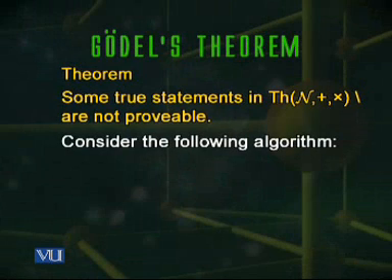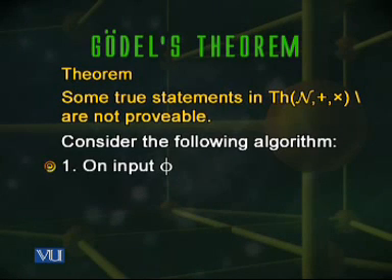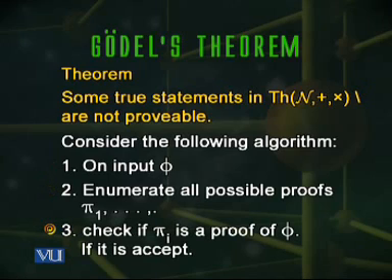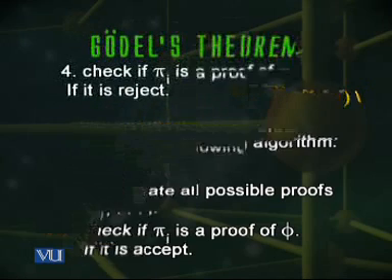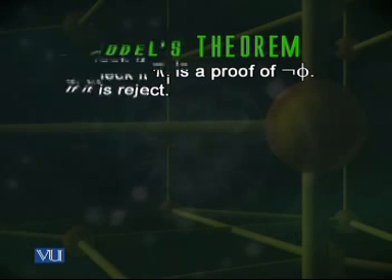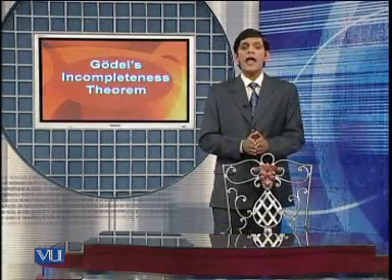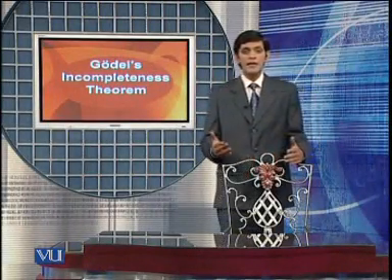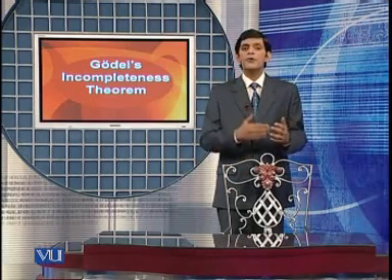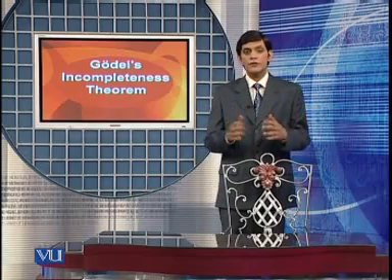We start by considering the following algorithm. On input phi, we enumerate all proofs pi 1, pi 2, pi 3 and so on. And what we do is first check if pi i is a proof of phi. If it is, we accept. And then check if pi i is a proof of the negation of phi. If it is, then we reject. So if you give this algorithm an input phi, then the algorithm tries to find a proof for either phi or the negation of phi.